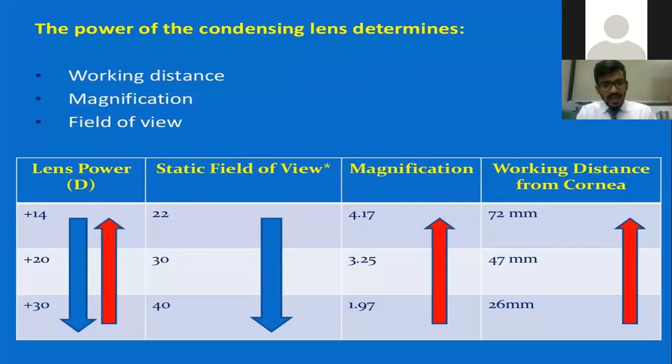Okay. Next, there are the different condensing lenses which we use. It is called indirect because we are seeing through a condensing lens. That is why it is called indirect ophthalmoscopy. You can use two to three types of lenses. Most commonly used are a 20D and a 2.2 lens. The 20D gives a fairly good view with a magnification of 3.25. The 2.2 gives almost the same field of view, but you can examine a greater periphery with a 2.2 lens.